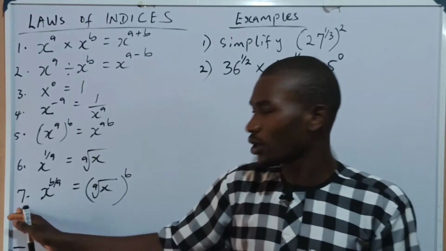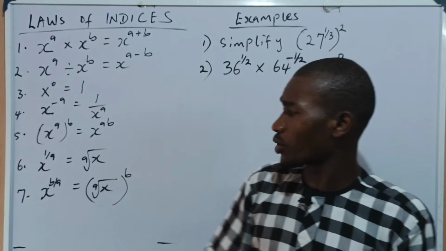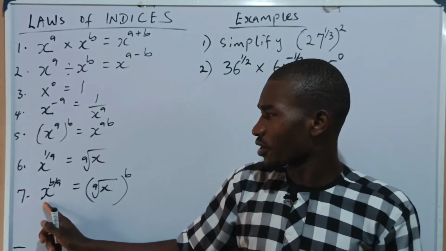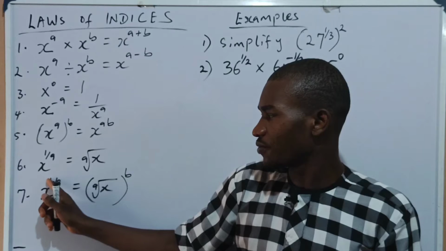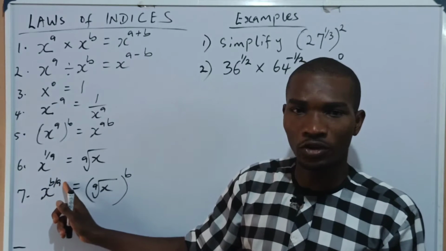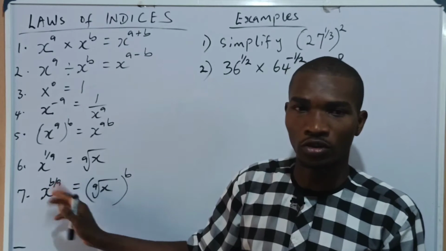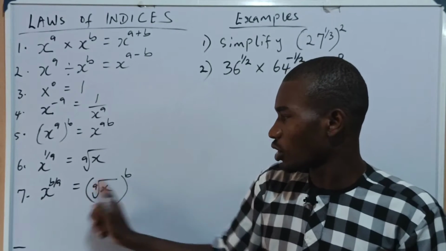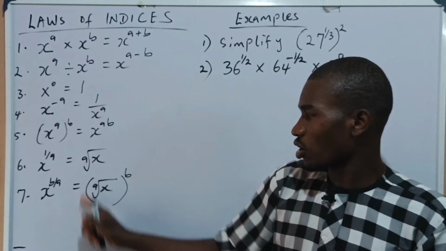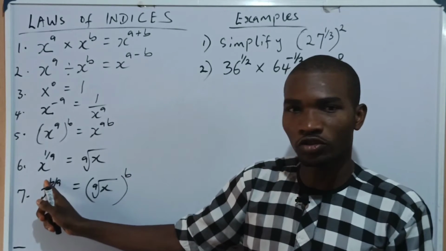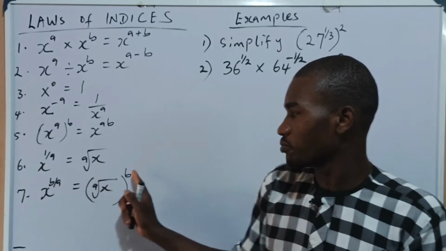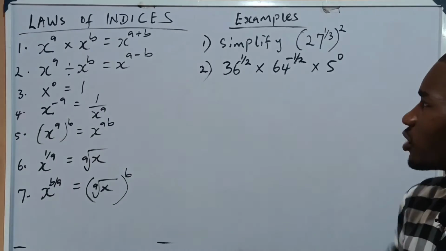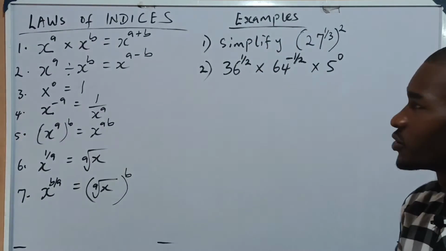Then the seventh law of indices states that whenever we have a given base raised to the power of a given number all over another given number, that is the quotient of two given numbers, it is equal to the nth root of this given base, x, all raised to the power of the numerator of this raised power, b. Alright, let's solve through this given problem.